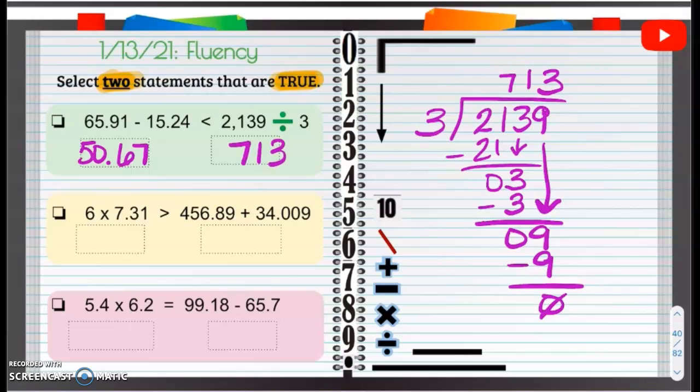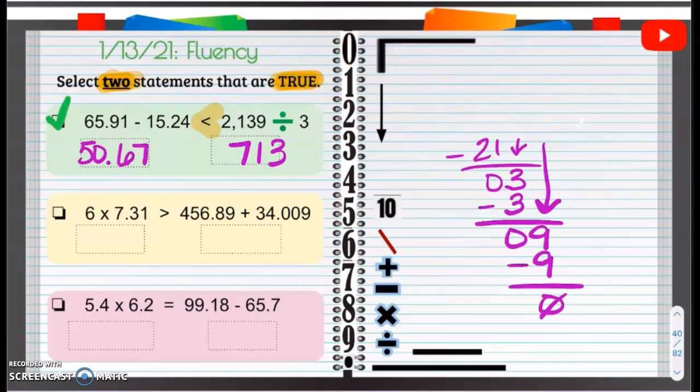Now, it says that the right side is greater than this left side. So it's saying 50 and 67 hundredths is less than, so remember the bigger mouth eats the big number. So that means they're saying that this is the bigger number, which yes, it is. So that is going to be one of our choices. All right, let's go ahead and take a look at the next one and see if that is true as well.